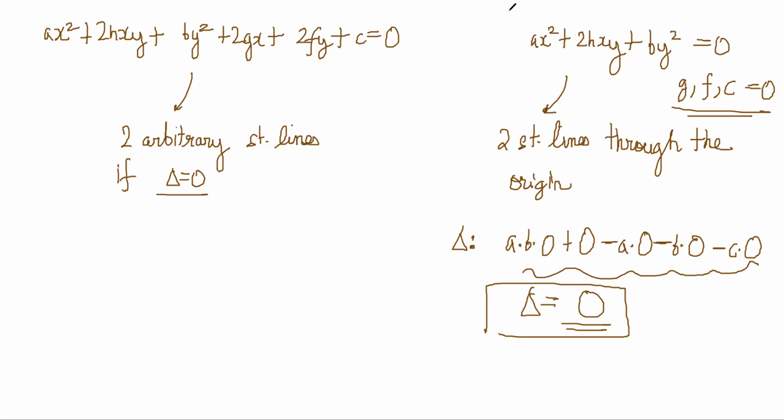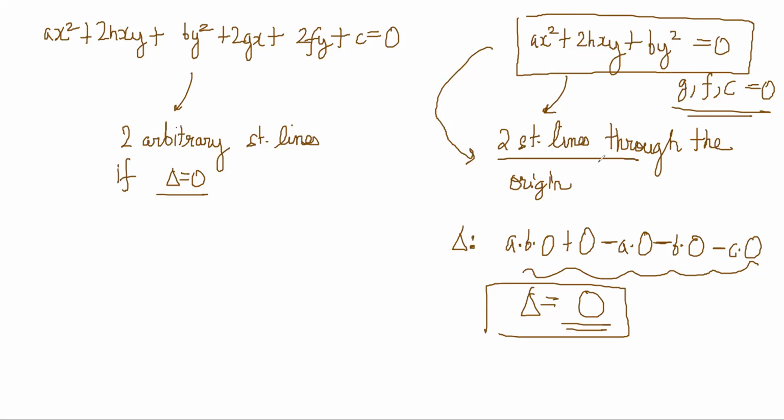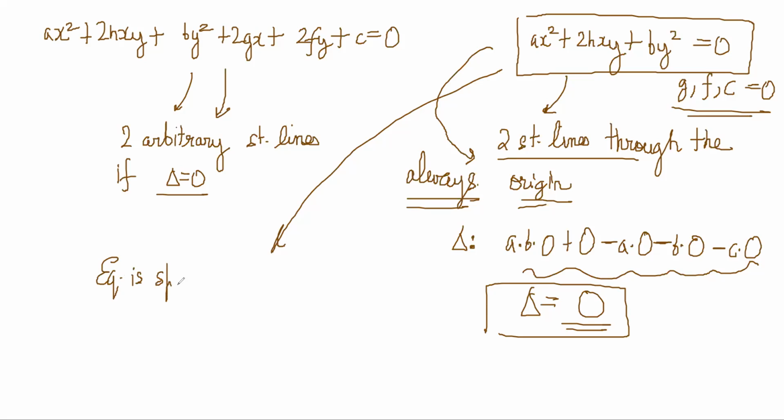So whenever you get a homogeneous equation, this equation therefore always represents two straight lines through the origin. Always. There is no ifs and buts here. In the other case, del could be non-zero, but here there is no such situation. So what we want to notice here is that this equation is special because it is a homogeneous polynomial. Homogeneous in the sense that degree of each term is the same.